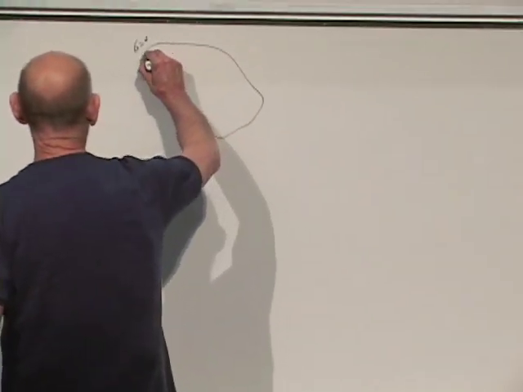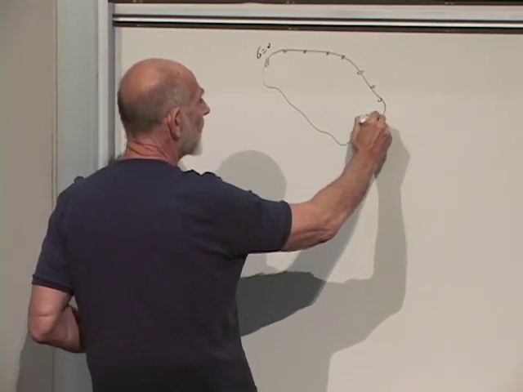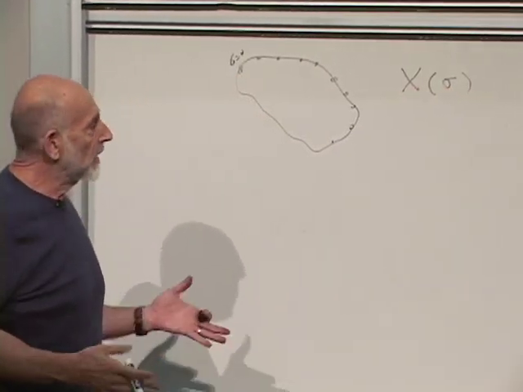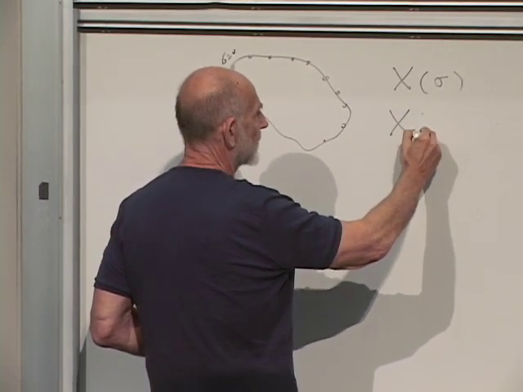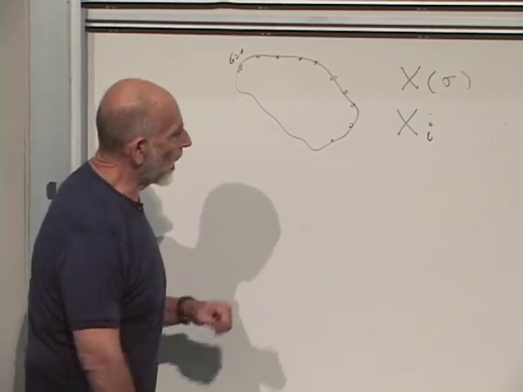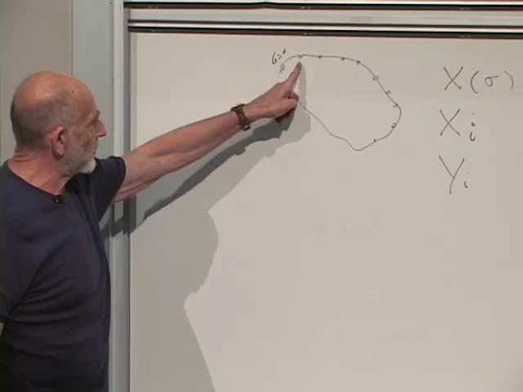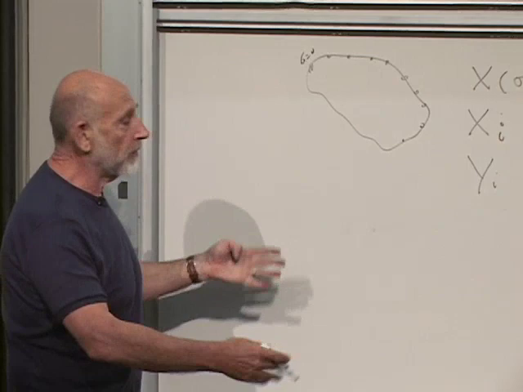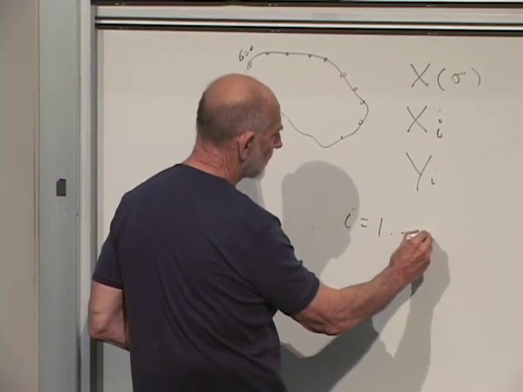We could begin by thinking of the string as a discrete collection of points. And then instead of having x of sigma and y of sigma, we would have x sub I and y sub I. What is x sub I and y sub I? They are just the positions of the point I units down the string. I might run from 1 up to n.